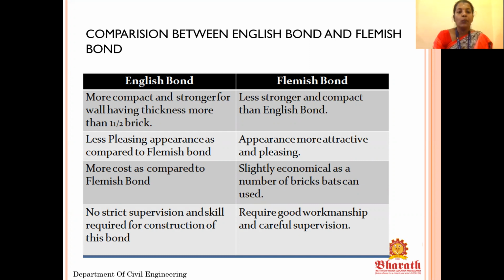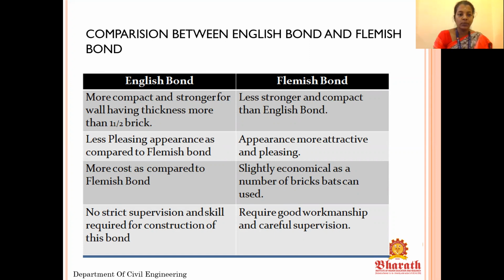English bond is more compact and stronger for walls having thickness more than one brick, whereas Flemish bond is less strong and compact than English bond. That is the first point on English bond and Flemish bond. In English bond, you can see one row of stretchers and one row of headers, whereas in Flemish bond, it is an alternate arrangement of header and stretcher. So it will automatically be less strong and compact than English bond.